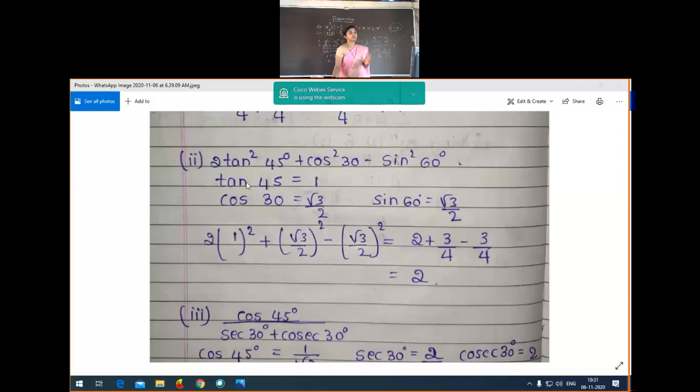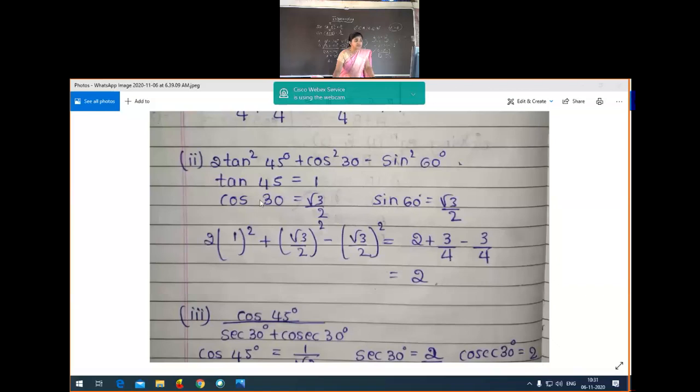So first you have to write tan 45 value is 1. Cos 30 value is root 3 by 2. And sin 60 value is also root 3 by 2. Now substitute 2 tan square 45. 2 as it is. Tan 45 is 1. Here tan square is given, that's why 1 square. 2 into 1 square plus cos square 30.